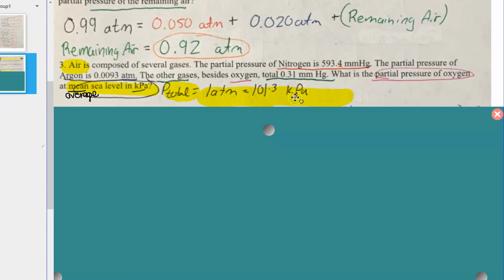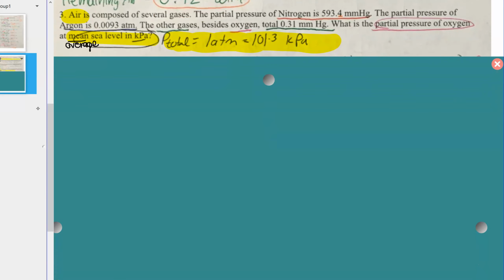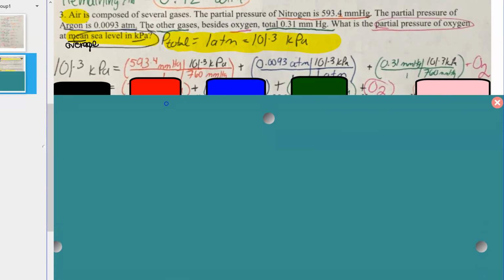So before I even start, I know this. I know my total pressure is 101.3 kPa. But what's the problem? I'm adding apples and oranges here. Can you add millimeters of mercury to atmospheres? Nope. So we've got to go back to what we did on page 1 and get all of these into the same terms. You can pick any unit you want, but keep in mind the final answer they're looking for is kPa. So let's just save ourselves some work, put everything into terms of kPa.